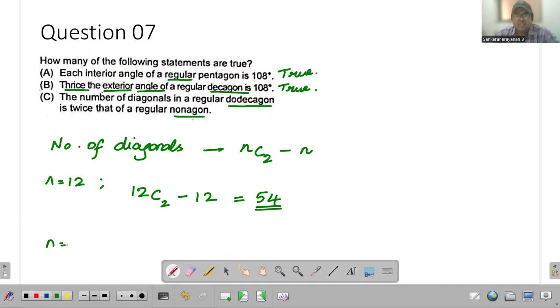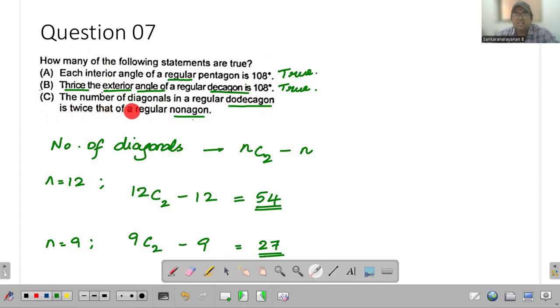For the nonagon, n is equal to 9. So the number of diagonals will be 9C2 minus 9. What is 9C2? 9C2 is 9 into 8 divided by 1 into 2, which is 36, minus 9, you can say that is equal to 27. Now, look at the condition here. The number of diagonals in a regular dodecagon, that is 54, is twice.